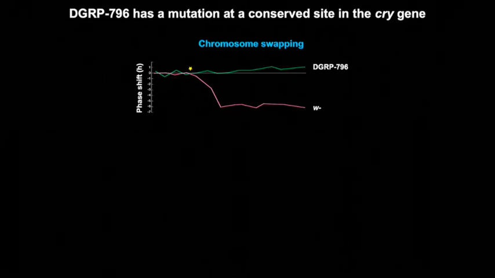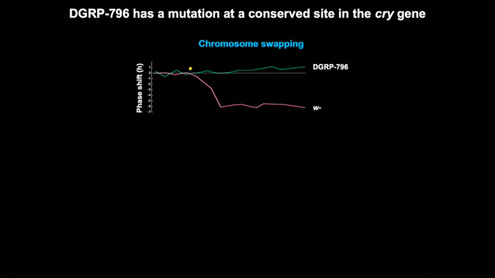Now, in order to look at where the mutation might be that causes this, if there is one single mutation, we did chromosome swapping. So Antonio did chromosome swapping, and again did the same thing. He added this light pulse, swapped chromosomes, and then simply looked at which situation, when you swap each chromosome, you don't see this phase shift that you normally see in the wild type, right?